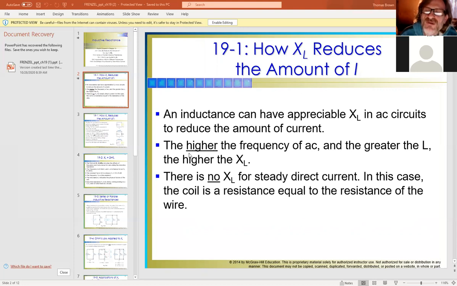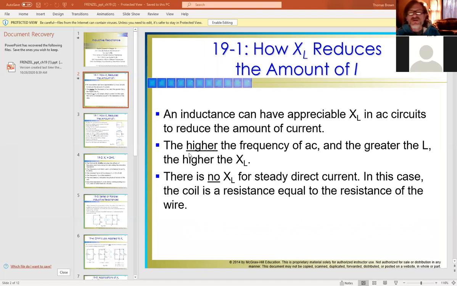So the higher the frequency, the greater the X of L, because now we're not in an inverse relationship. Whereas before, the capacitive reactance formula was an inverse relationship, 1 over 2 pi FC. This formula has no 1 over: X of L is equal to 2 pi FL. So it's a direct relationship. If I change the frequency up or down, it will directly cause X of L to go up or down, and the same with the value of the inductor, right? And again, 2 and pi are fixed.